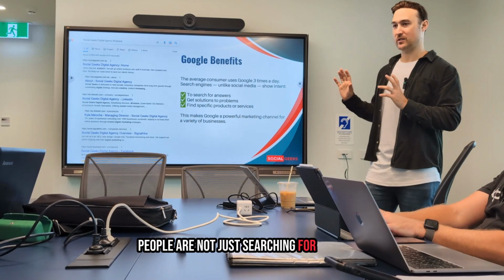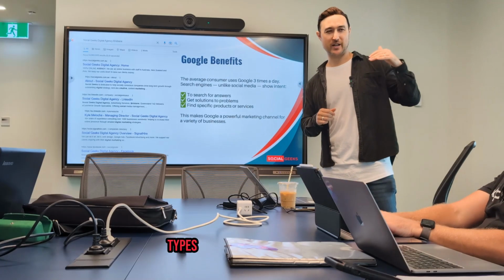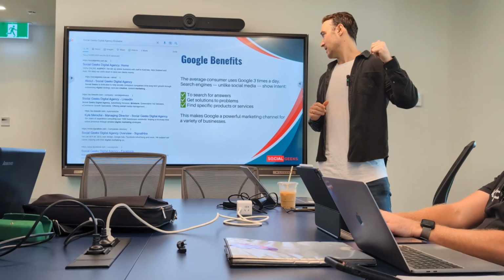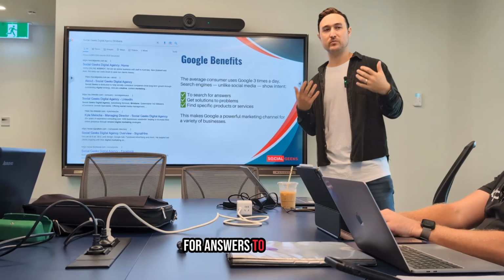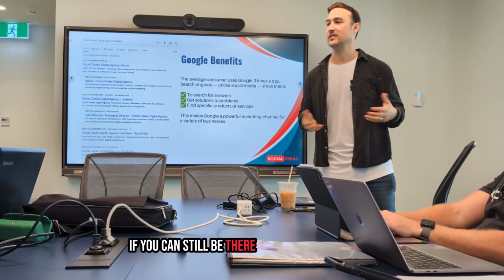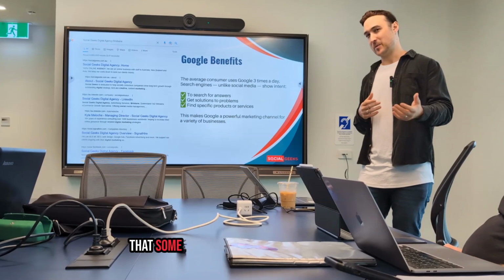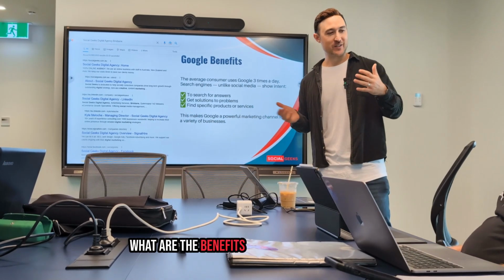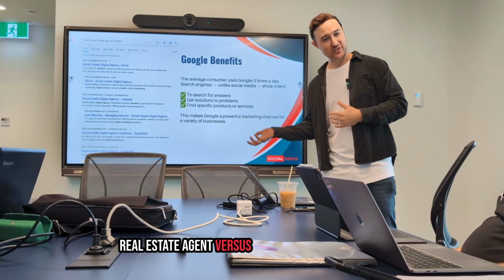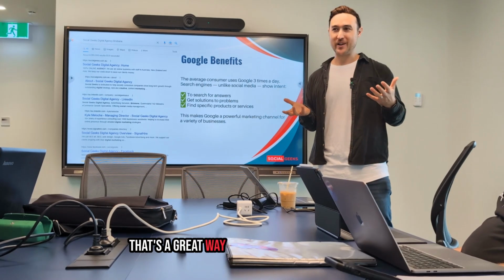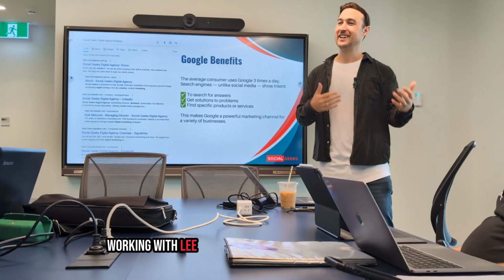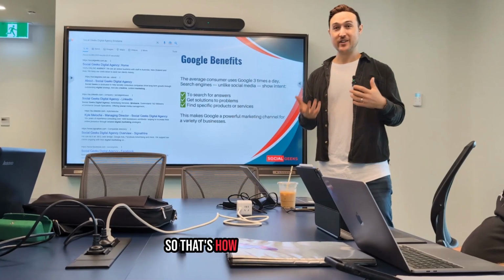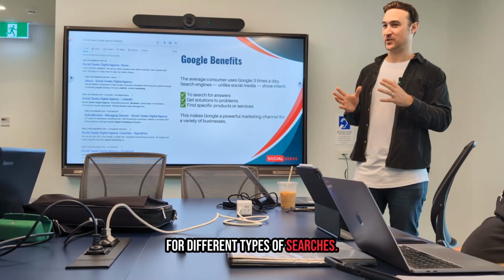People are not just searching for services. We'll talk about different types of searches in a little bit. Most of the time they're searching for answers to problems. If you can still be there and they can consider that, some people want to DIY, they might want to sell their own home. And then you have a blog: what are the benefits between working with a real estate agent versus trying to do it yourself? That's a great way for people to then consider working with Lee instead of trying to do it themselves. So that's how you can use Google for different types of searches.